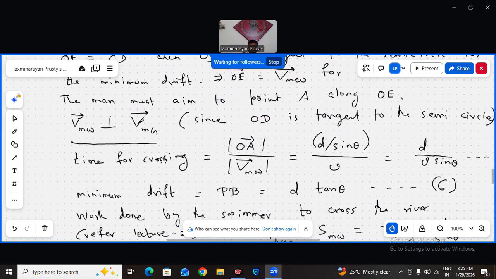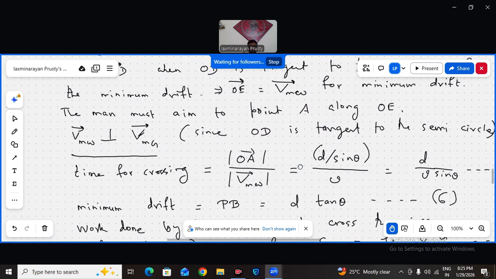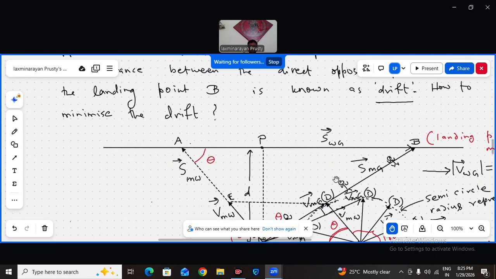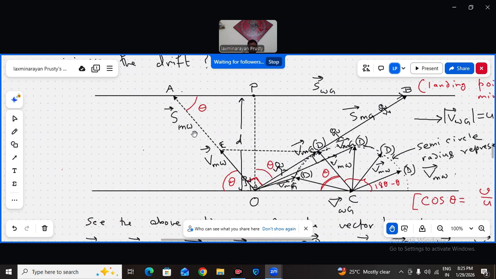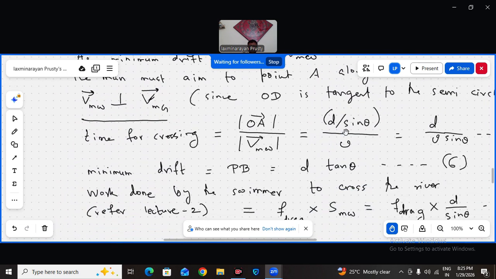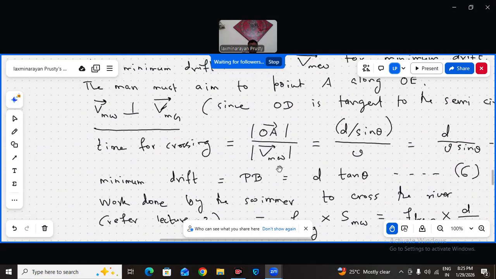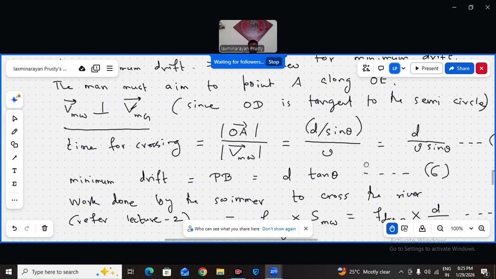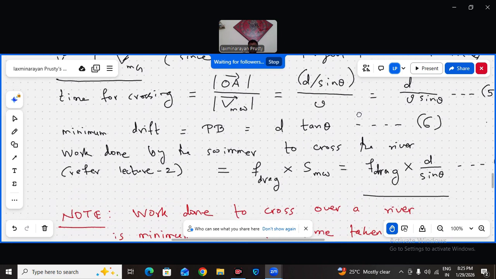That's what I wrote. Time for crossing, very simple. OA, that is SMW divided by VMW. That is OA by small v. OA is how much? D by sin theta. So OA is D by sin theta, and VMW magnitude is V. So D by V sin theta. That is the time for crossing.